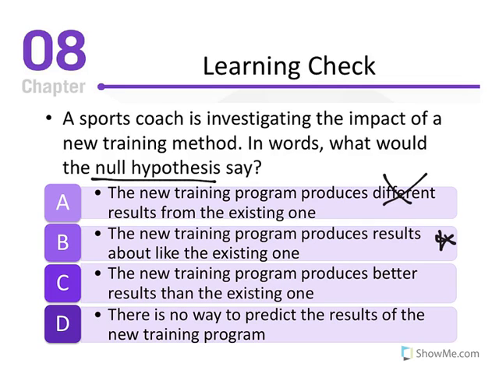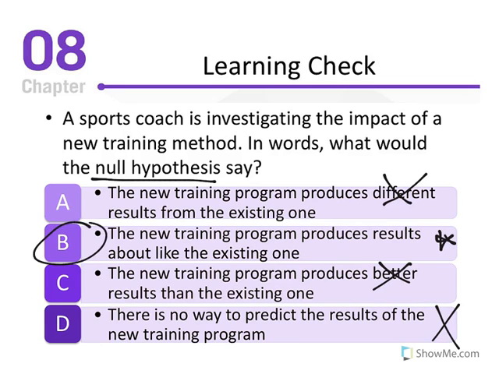The new training program produces better results than the existing one. Again, the word better is illustrating that something is changing, right? In this case, it's improving. So that would not be an illustration of the null hypothesis. And then finally, there is no way to predict the results of the new training program. Well, we're engaging in hypothesis testing, so we are able to make predictions. Whether our predictions have supporting evidence is to be determined. So this one also would not be appropriate.